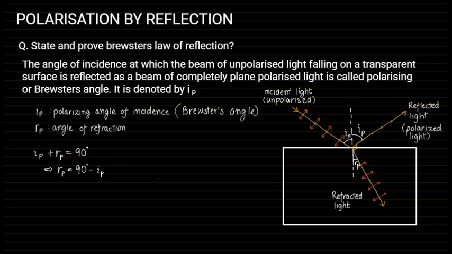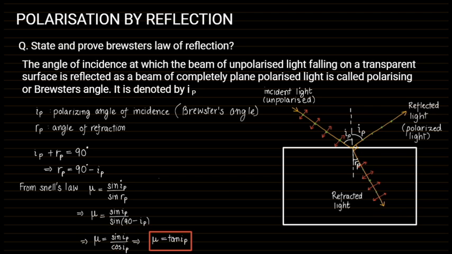Now we know from Snell's law, your refractive index mu equals sine IP upon sine RP. Let us substitute this value here. Then your refractive index mu can be written as sine IP upon sine of 90 minus IP. And what is sine of 90 minus IP? It is cos IP. And sine IP by cos IP equals tan IP. So mu equals tan IP. This is an important relation, and it is known as Brewster's law.